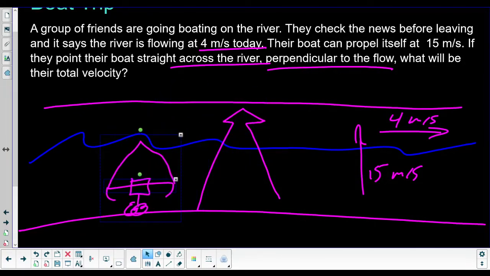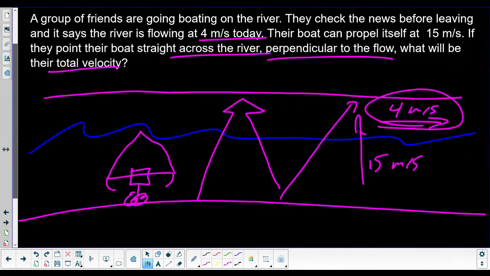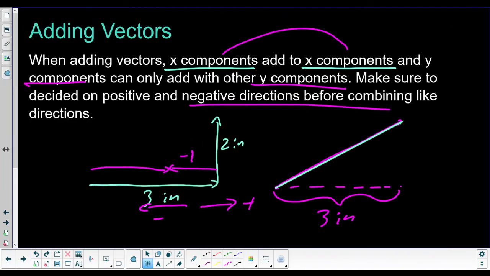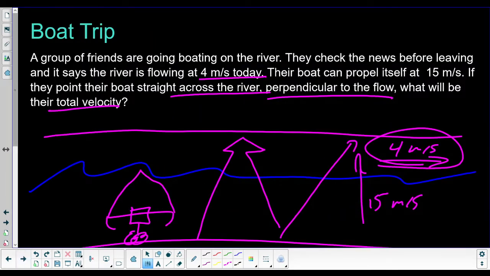So to figure out the total velocity, or maybe the net velocity if you want to call it that, we want to figure out what this velocity is where they're going this way because of the drifting river and because of the motor on their boat. So we have a 4 meter per second component to our new velocity vector going this direction. We'll put that as 4, and this is in the x direction. We'll call this Vx. Remember, this is all vectors. It's not just forces, even though the first two were force questions.